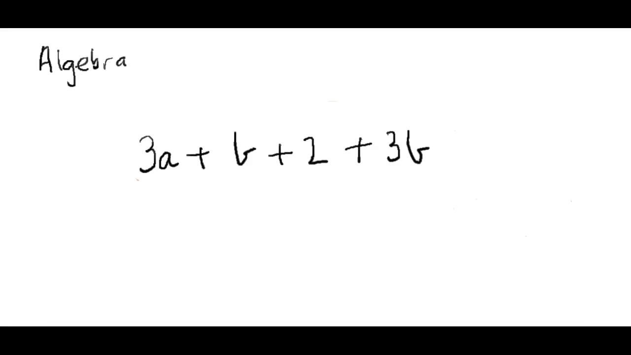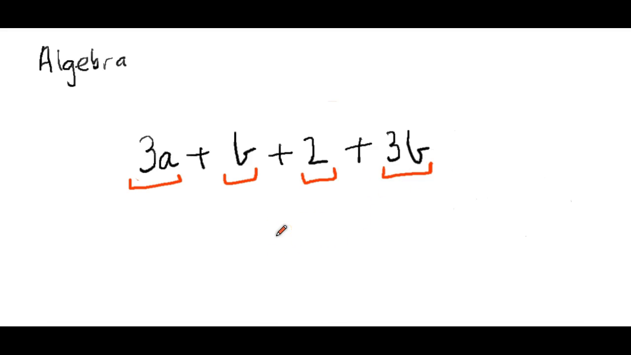Okay, so we've done expression, we've done equation. Now let's look at terms. So a term is anything that is separated by a plus or a minus sign. So here we've got 3 pluses. So if it's separated by a plus or a minus, it is a term. Okay, so we have 4 terms here. We have 3a, b, 2, and 3b. So they're all our terms.